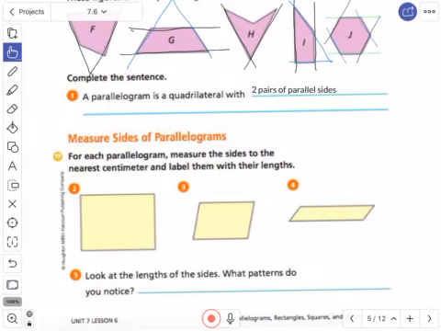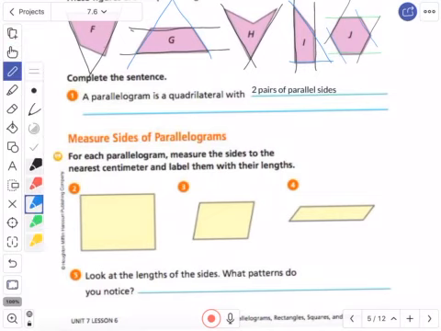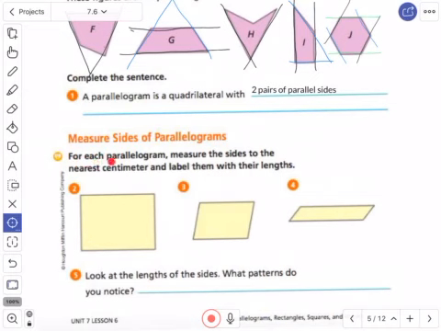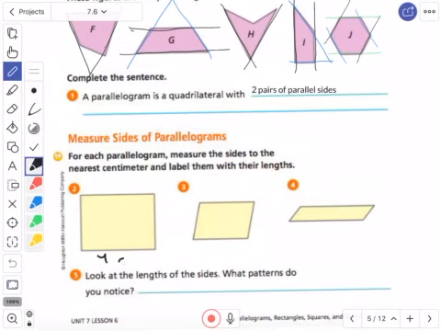Now, on this one, you don't have the measurements, so you can measure them if you want to. If you have a ruler and you want to practice measuring to the nearest centimeter, please go right ahead. If you don't have a ruler to measure this, then please don't worry about it. But I'm just going to add some measurements in here because in the black bold directions here it says for each parallelogram, measure the sides to the nearest centimeter and label them with their lengths. So I could say this is 4 centimeters and this is 2 centimeters.